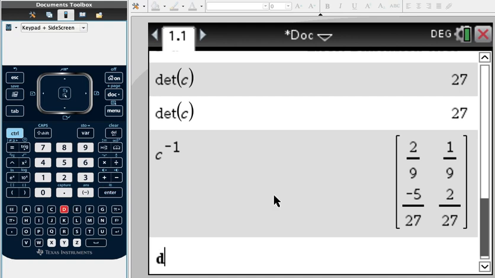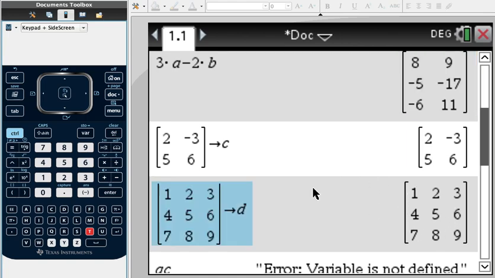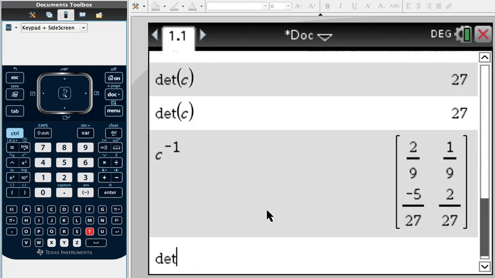Let's try the same thing with D. Remember that D was this 3 by 3. Now remember that all square matrices actually have a determinant. We did not talk about determinants for 3 by 3s by hand because it's a little bit tedious. Doing this virtual learning stuff, I thought maybe that was something we probably didn't need to talk about this year. But there is a nice procedure for doing that.